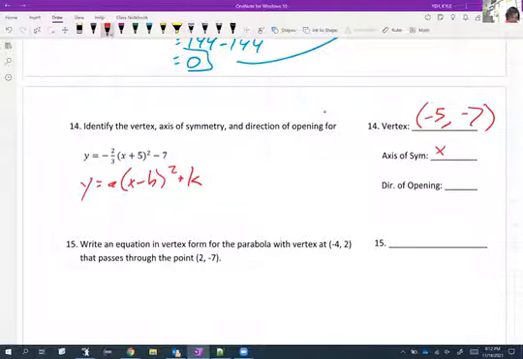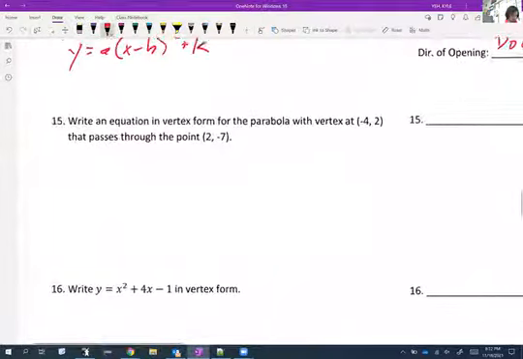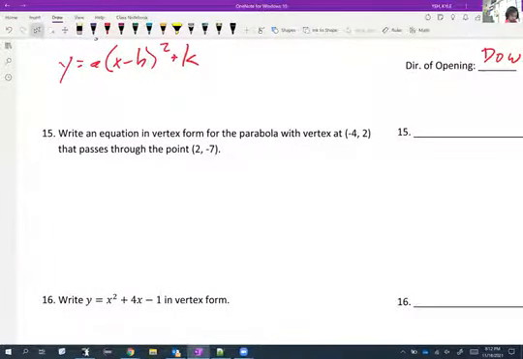We know that the axis of symmetry goes through the vertex, so it has to be the same as the x coordinate of the vertex, negative 5. And because a is a negative value, we know that this opens down. So 14, simply interpreting what we have here. What about 15? 15, write an equation in vertex form.